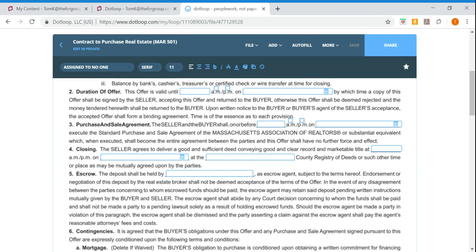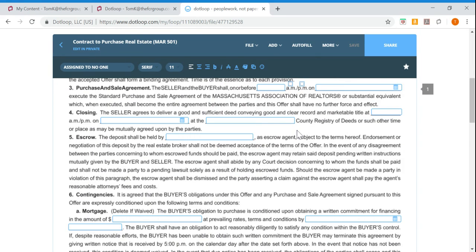Next, you're going to list the closing time and then the registry of deeds within the county that you're going to. So generally you'll see Suffolk or Middlesex County, but depending on where your property is, just find the correct county, fill that in. Escrow is going to generally be held by the listing broker, so make sure you put the listing brokerage in here, not the listing agent. Again, it has to be someone who can hold escrow, which is only at the broker level, or an attorney, but agents are not allowed to hold escrow.